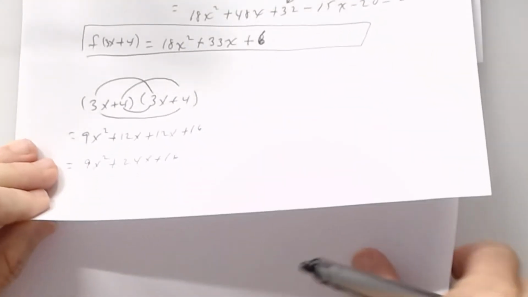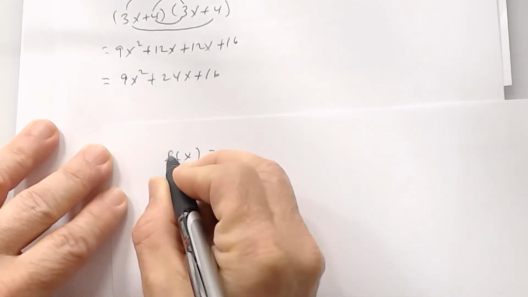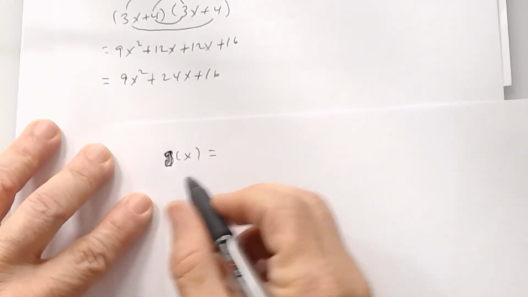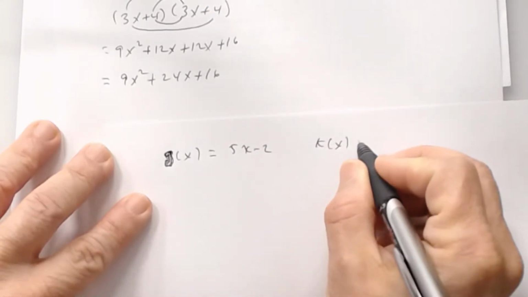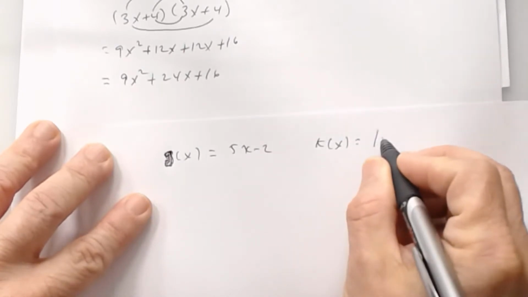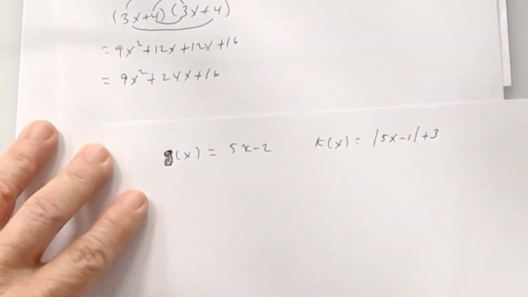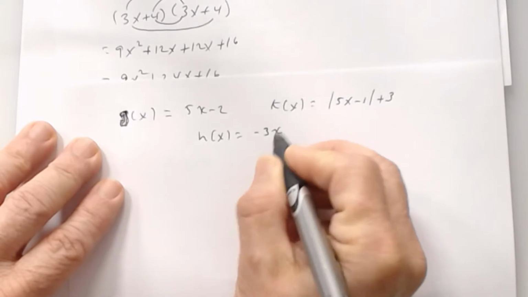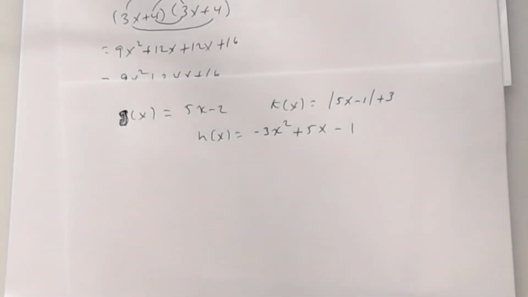So let's look at this example. Let's make it g of x. G of x, that's a g, is 5x minus 2. K of x is the absolute value of 5x minus 1 plus 3. H of x is negative 3x squared plus 5x minus 1. All right, write those three functions down.